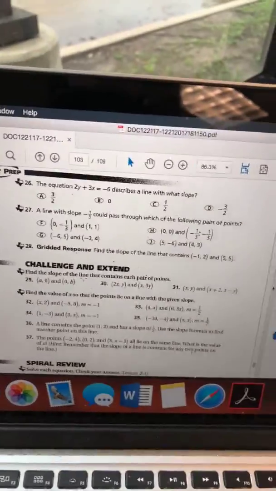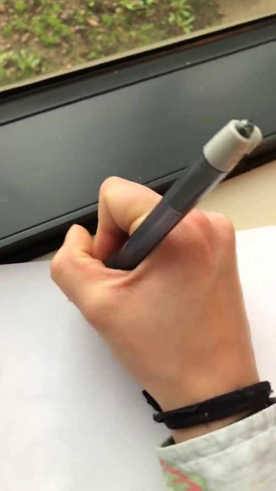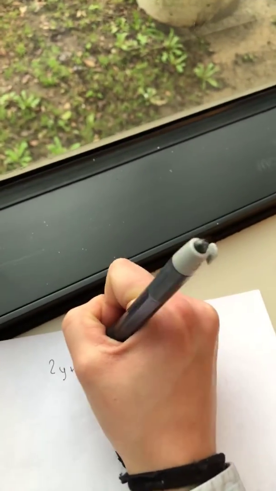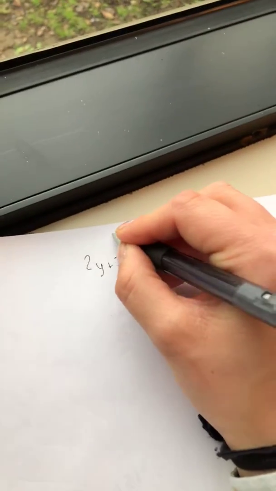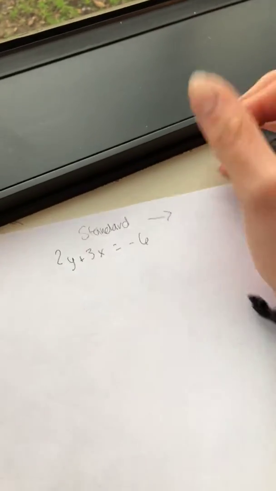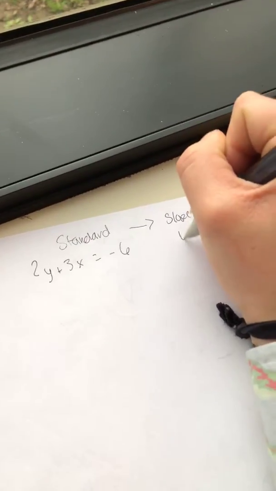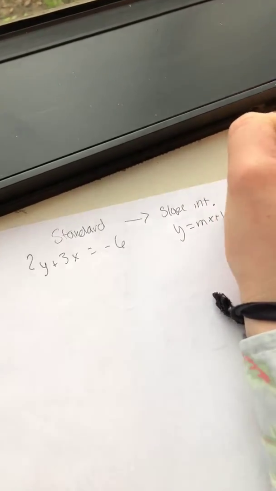Happy Thursday. So I'm going to go ahead and do number 26. That line starts in standard form: 2y plus 3x is equal to negative 6. So I'm just going to write that: 2y plus 3x is equal to negative 6. I want to go from standard form to slope-intercept. My slope-intercept should be y equals mx plus b.